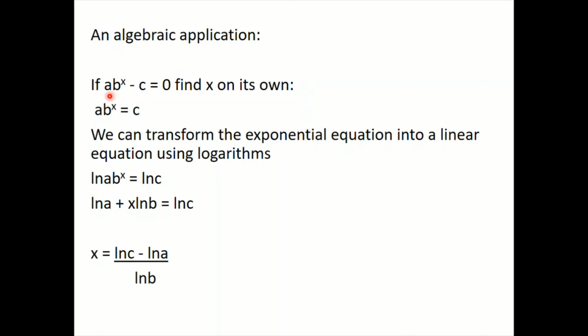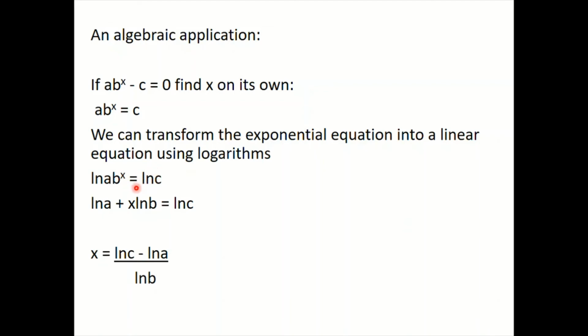If you are given this here, a times b raised to the power of x minus c equals 0, and you are asked to find x on its own, what we can do is use logarithms in solving for x. So if we start, first of all, by taking c over to the right-hand side, we then transform the exponential equation into a linear equation using logarithms. In other words, we take logs of both sides.